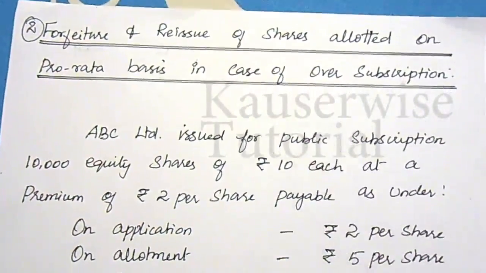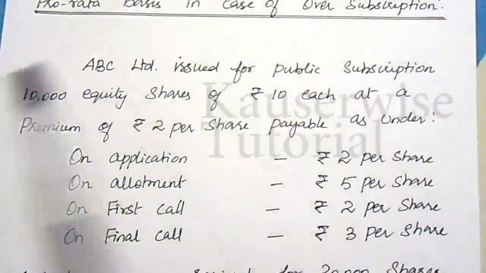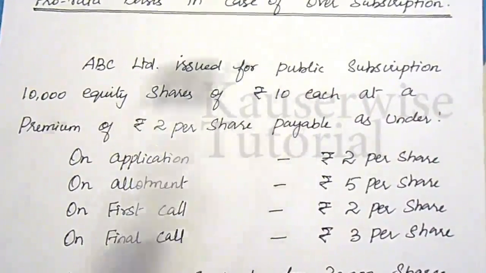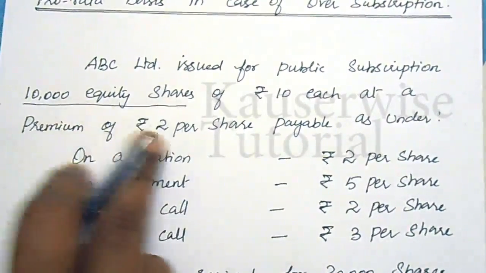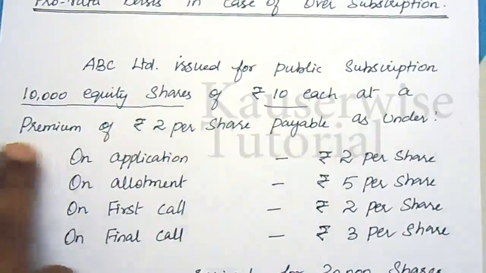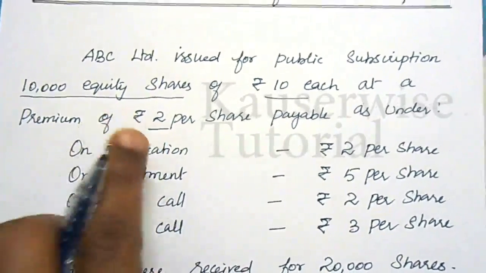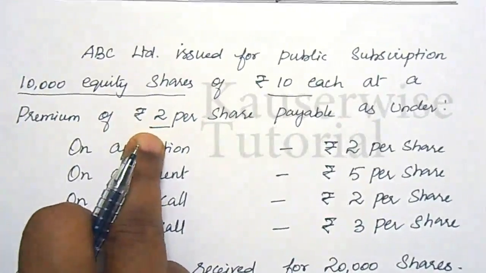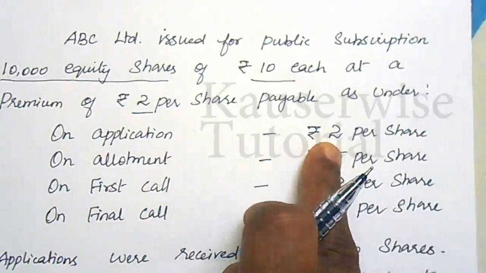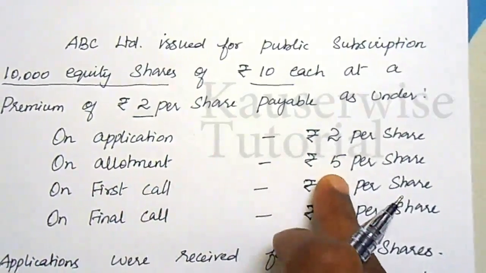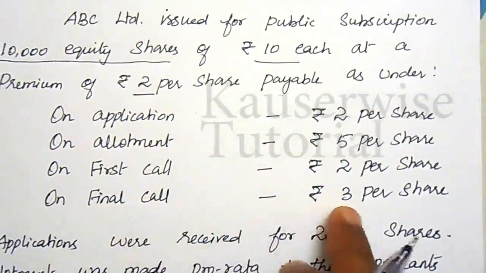Now, see the problem. ABC Limited issued for public subscription 10,000 equity shares of 10 each. How many shares? 10,000. Just underline 10,000 equity shares of 10 each at a premium of 2 rupees. So this premium will be adjusted towards allotment. It's the usual procedure. Okay, as follows: on application 2 rupees per share, on allotment 5 rupees per share, on first call 2 rupees per share, on final call 3 rupees.